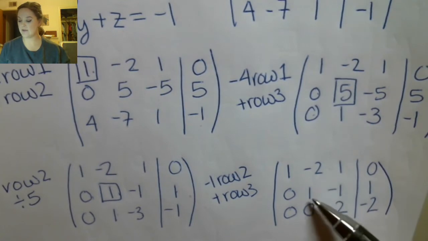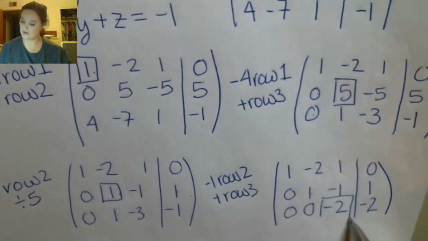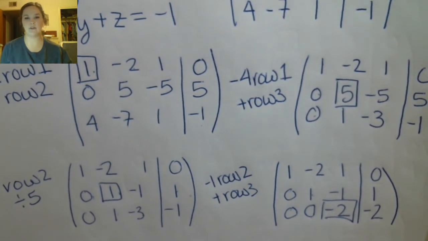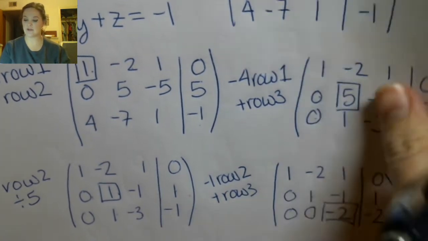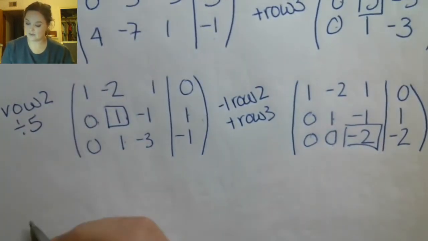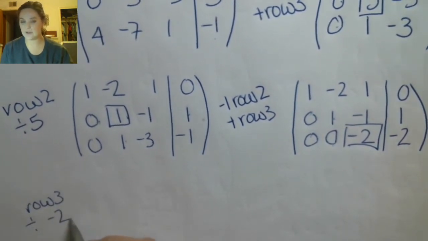Negative 1 times negative 1 is negative 1, plus negative 1 is negative 2. Okay, so now this one has 1 on the diagonal and 0 below it, so we're ready to move on to the next diagonal position. Now I'm going to get this to be a 1 by using division. So I'm going to take row 3 and divide it by -2.